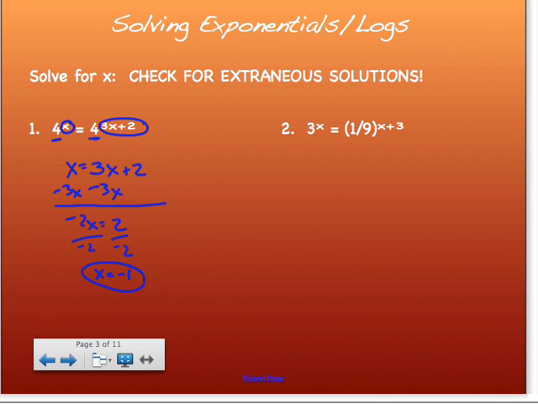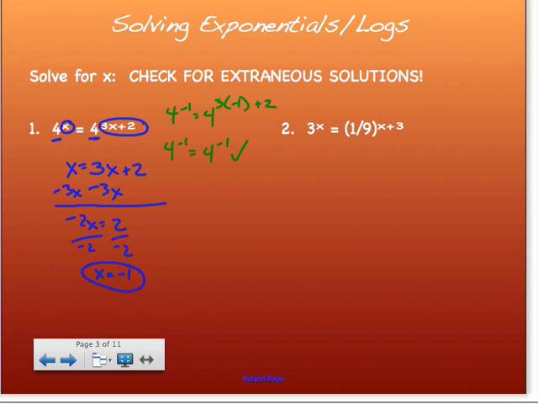Now, I still have to check, so let's go ahead and plug it in. If I rewrite it over here, that means I have 4 to the negative 1 should equal 4 to the 3 times negative 1 plus 2. Well, that means 4 to the negative 1 should equal 4 to the... 3 times negative 1 is negative 3, plus 2 is negative 1. Sure enough, it works. That is definitely a solution to that function.